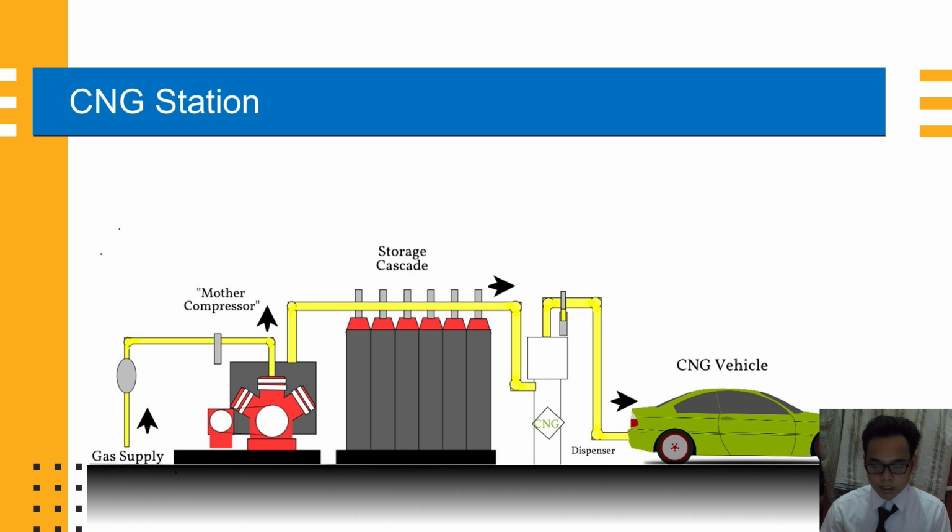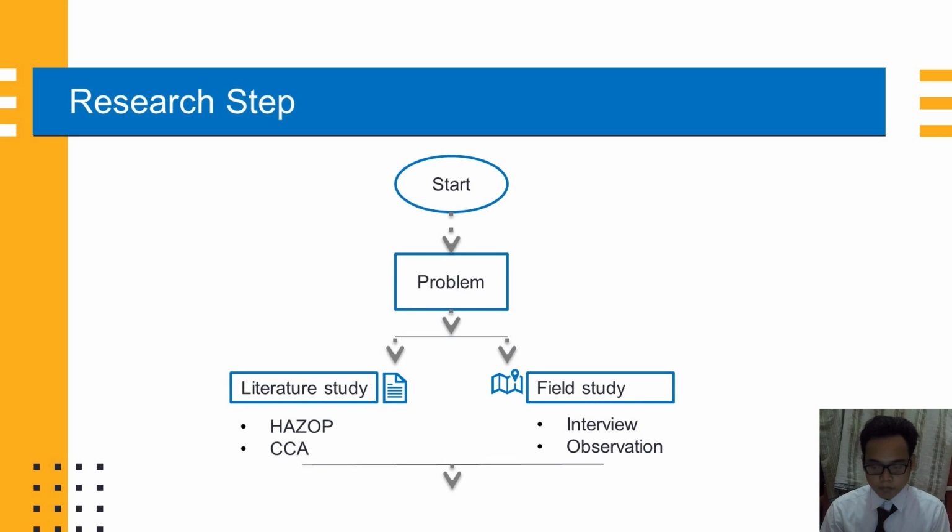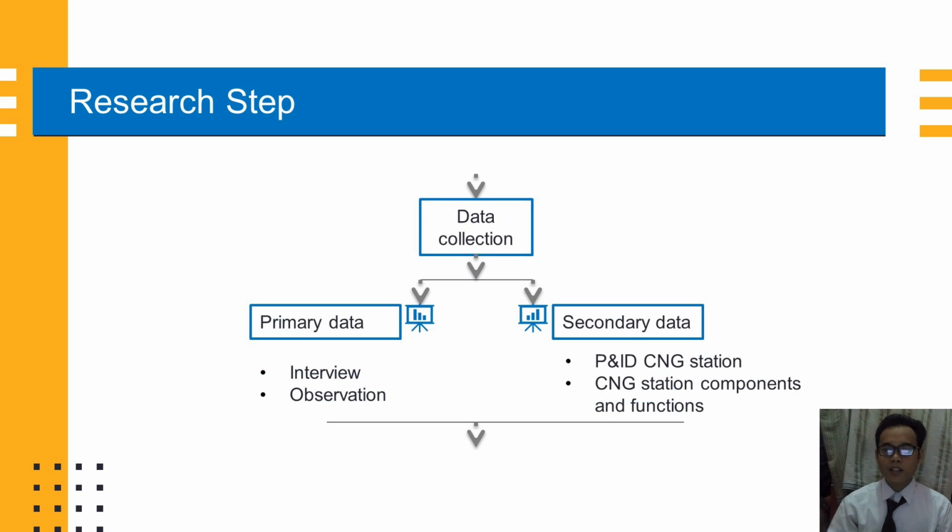As for the steps taken in this study: first, determine the formulation of the problem. Second, conduct studies, both field studies and literature studies. After conducting the study, the third step is collecting data. The primary data is interview and observation. The secondary data is the piping and instrument diagram of the CNG station and the CNG station components and functions.